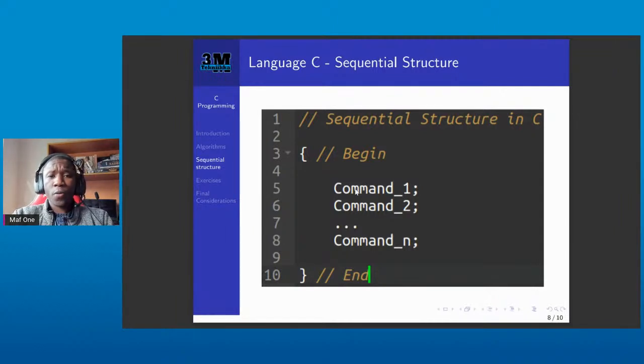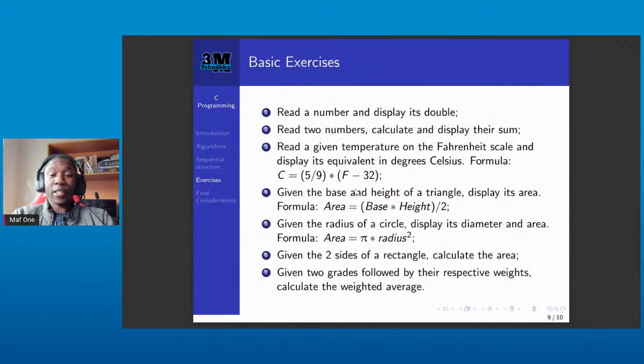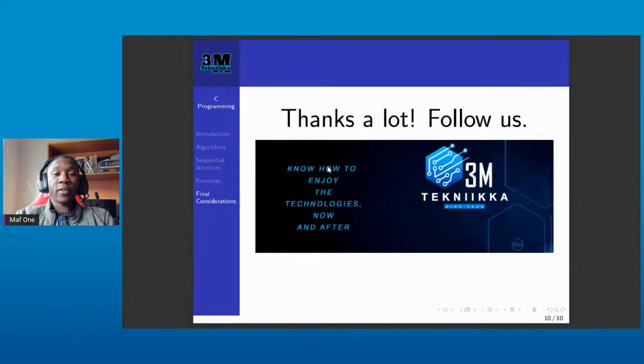So let's go to the next. This is the last one. Yeah, hopefully. So after this we are going to solve the exercises, some of them.